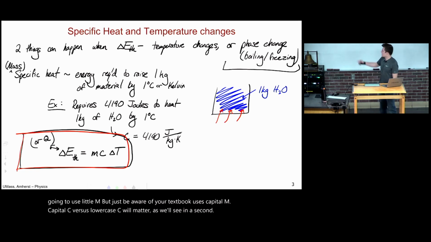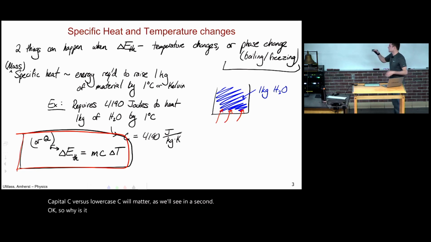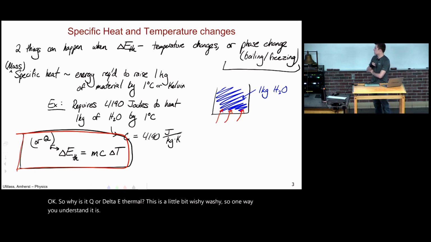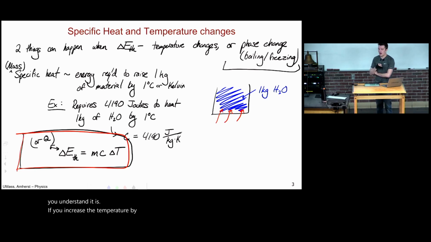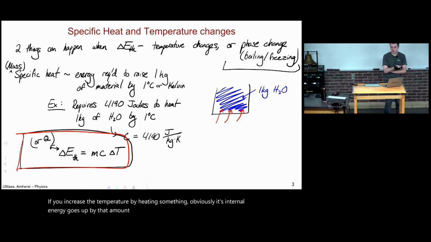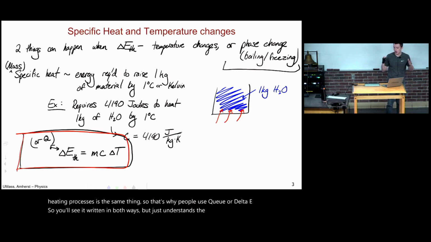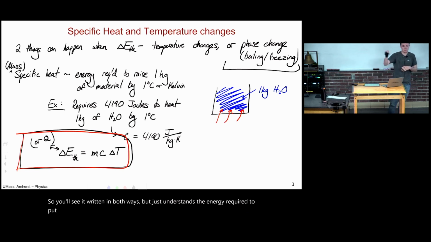Okay, so why is it Q or delta E thermal? This is a little bit wishy-washy, so one way you understand it is if you increase the temperature by heating something, obviously its internal energy goes up by that amount, so Q injected and delta E thermal for pure heating processes is the same thing. So that's why people use Q or delta E. So you'll see it written in both ways, but just understand it's the energy required to put into a system to heat it up by an amount delta T.